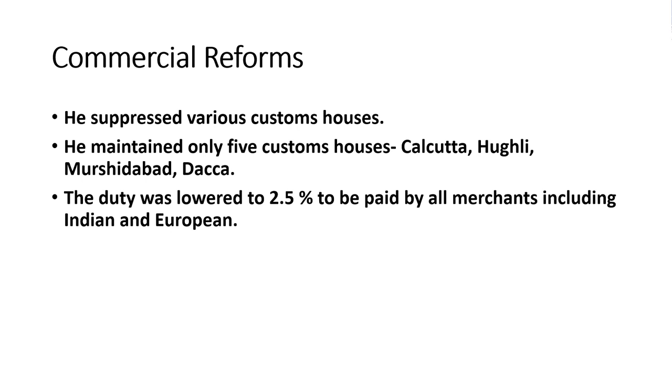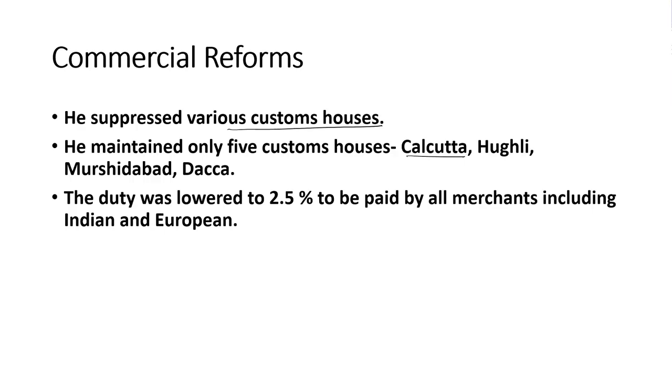Now coming to commercial reforms introduced by Warren Hastings. There existed a number of customs houses in Bengal. But once he came into power, he reduced the number of customs houses to 5. There were only 5 customs houses during the period of Warren Hastings. These were located at Calcutta, Hooghly, Murshidabad, Dhaka, and Patna in Bihar. The customs duty was also reduced. It was fixed at 2.5%. All merchants were required to pay the customs tax, whether Indian or European.